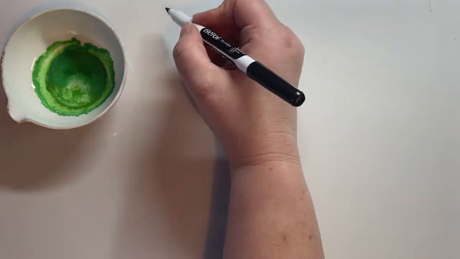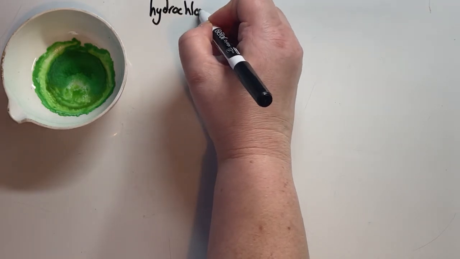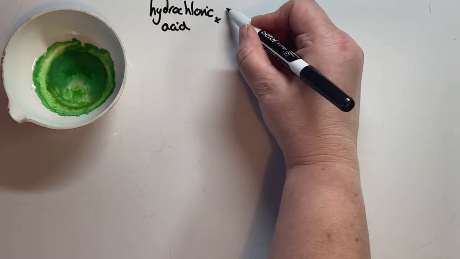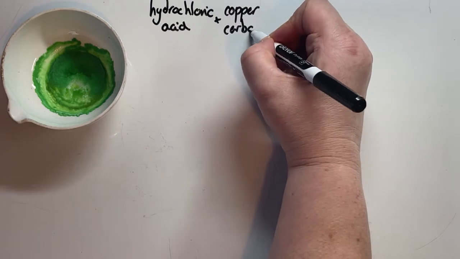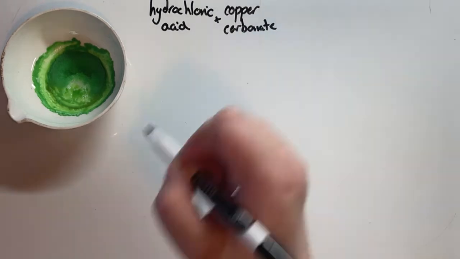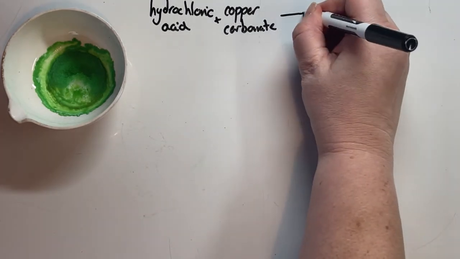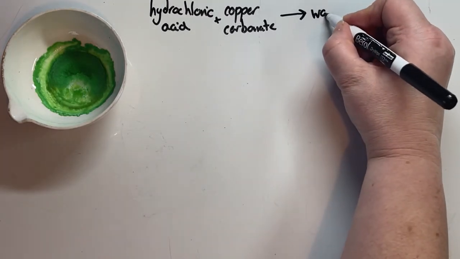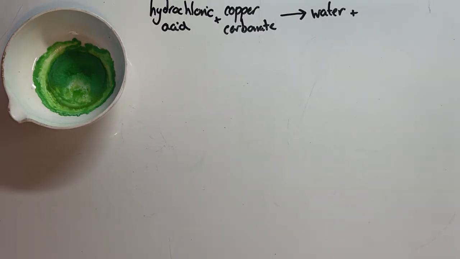In the experiment, we were reacting hydrochloric acid with copper carbonate. And now we're going to have a look at what products we've made. In all neutralisation reactions, we make water. We've made ourselves a green solid here.